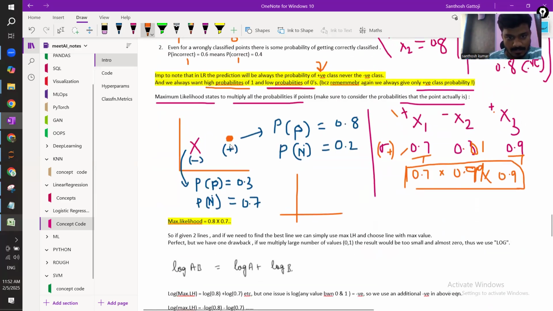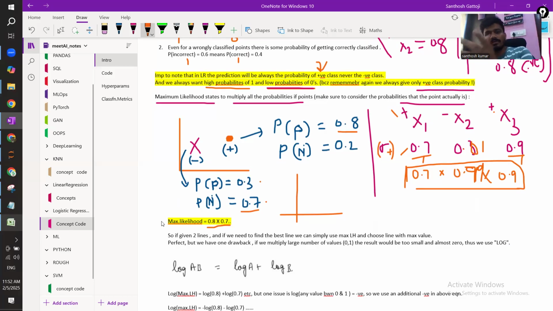For example, if you see here, this is a positive class. For a positive class, what is the probability of the positive class? 0.8. It will have a negative class probability of 0.2. Keep it aside. This is a negative class. For the negative class, what is the probability of the positive class? That is what you are getting from the sigmoid, that is 0.3. The remaining will be 0.7. Now the maximum likelihood will be 0.8 into 0.7. That is the maximum likelihood.